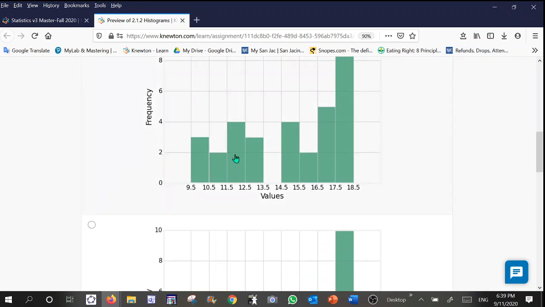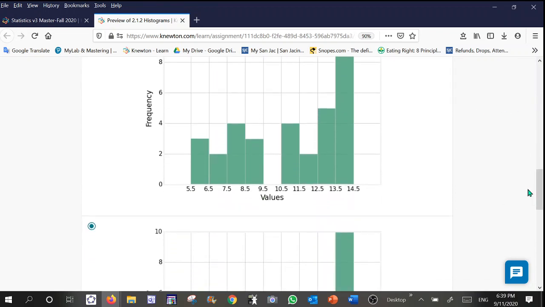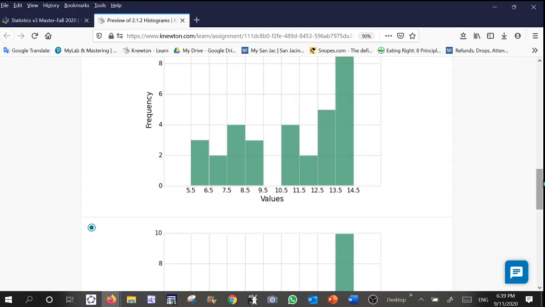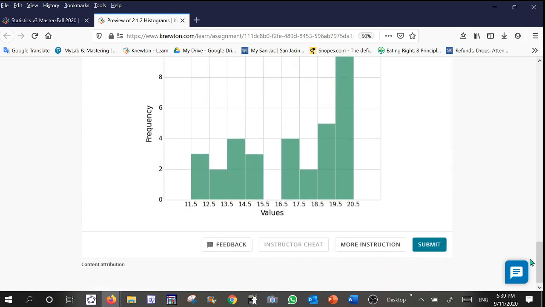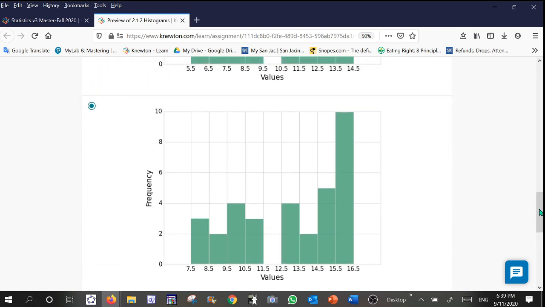So let's look at this. This obviously is not the answer because the smallest is 9.5. That's not the answer because the smallest is 5.5. This could be the answer. We're going to check it, but 7.5 is good. And the other one is not the answer, so it has to be this one.